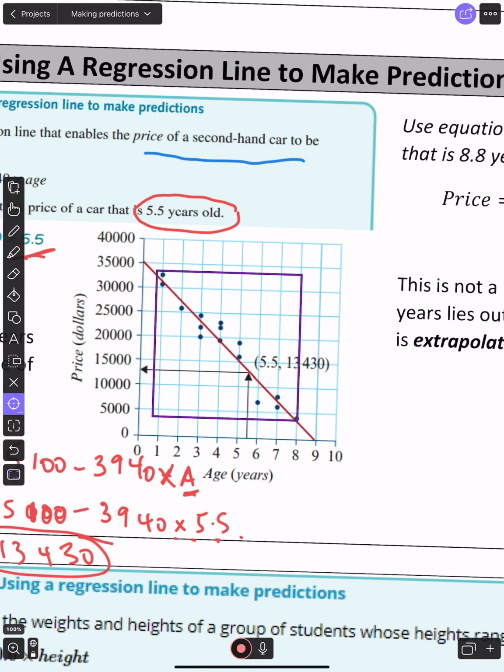So that is an extrapolation prediction, and it is not reliable because I don't know what happens after that 8 years. Maybe it gets to vintage age and they start going up. Who knows? I have no idea because I don't have data beyond 8 years. All right. While you can still make a prediction outside the range of your data, it's an unreliable prediction.